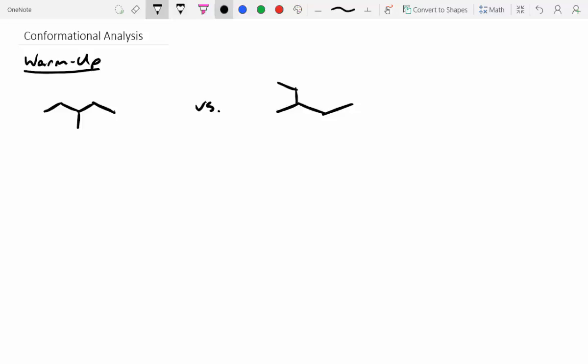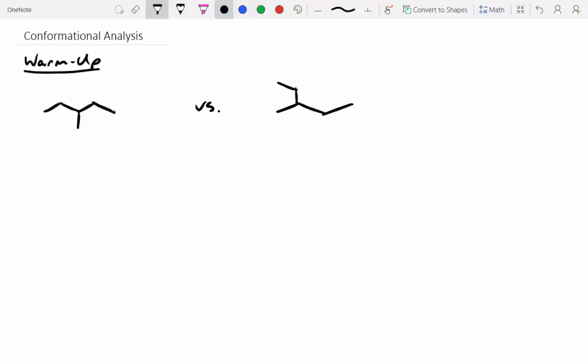All right, I wanted to start with this warm-up question today about these two molecules. Do you guys think they're the same or different? This drives chemistry students nuts because they look different, right?